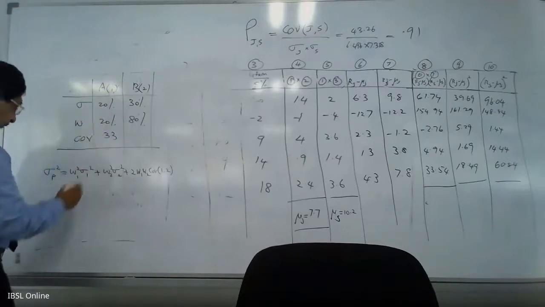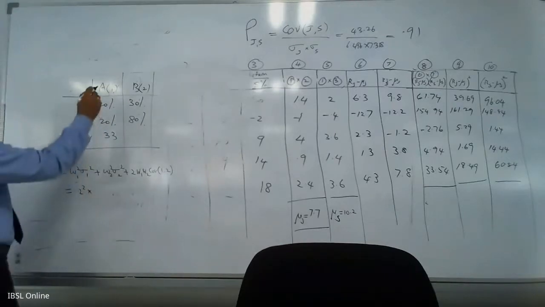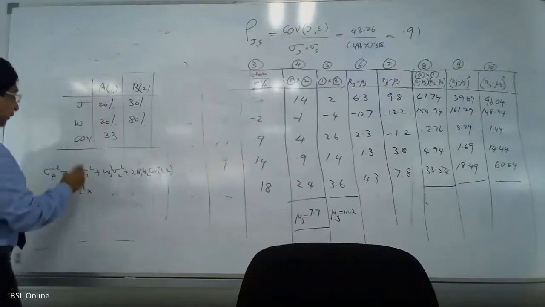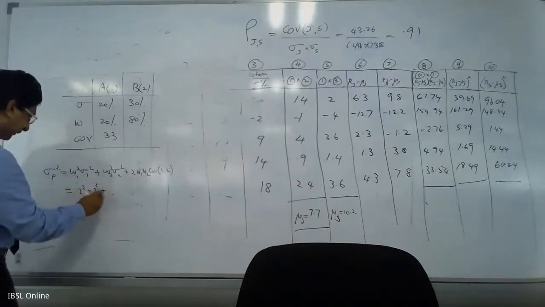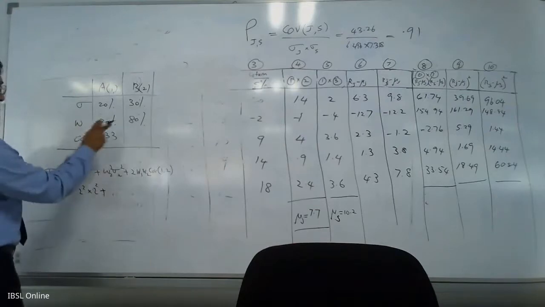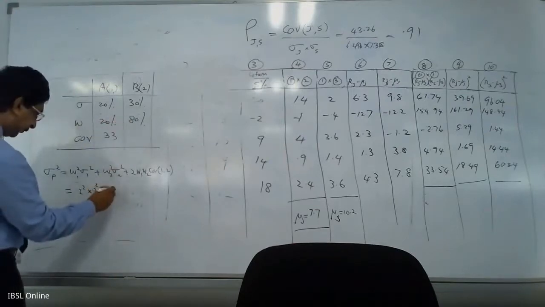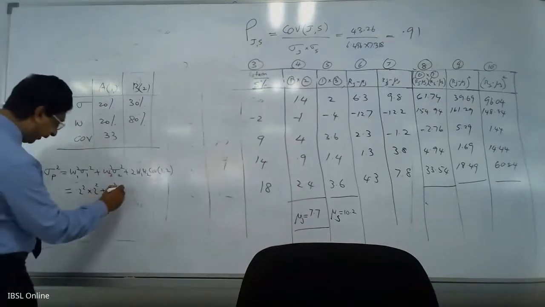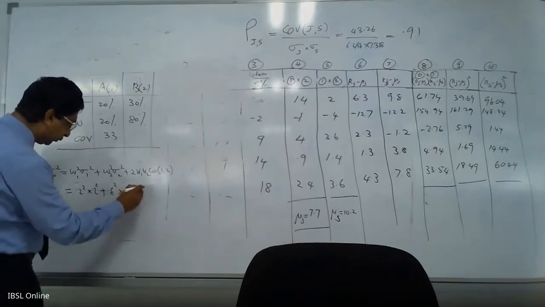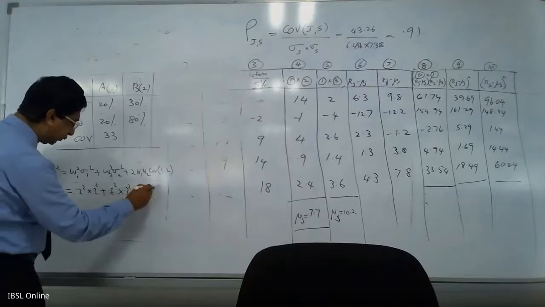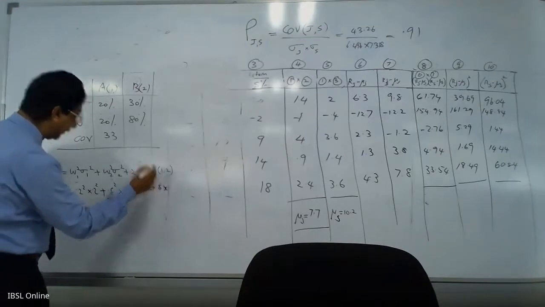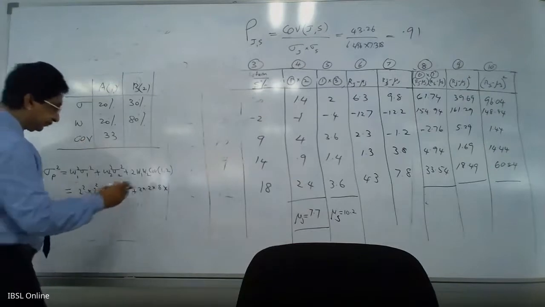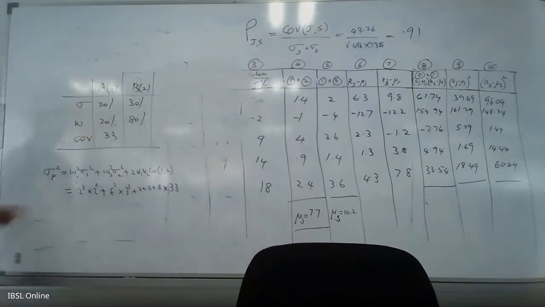W1 is 20, so 0.2 squared into sigma 1 is 20, again 0.2 squared plus W2 is 80, 0.8 squared into sigma 2 is 30, so 0.3 squared plus 2 into 0.2 into 0.8 into covariance 1 2. The covariance 1 2 is 33. Now this is the expression. So you have to simplify.